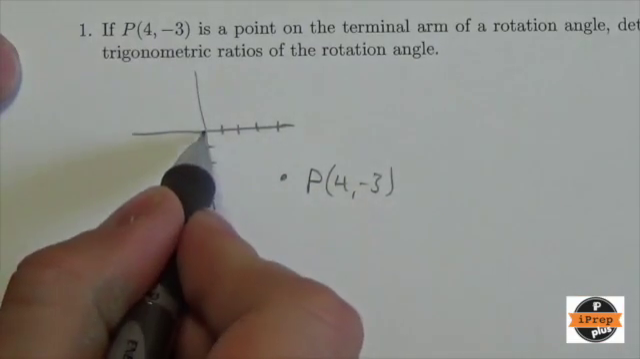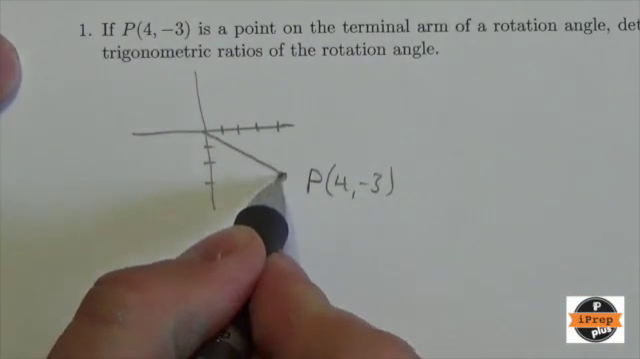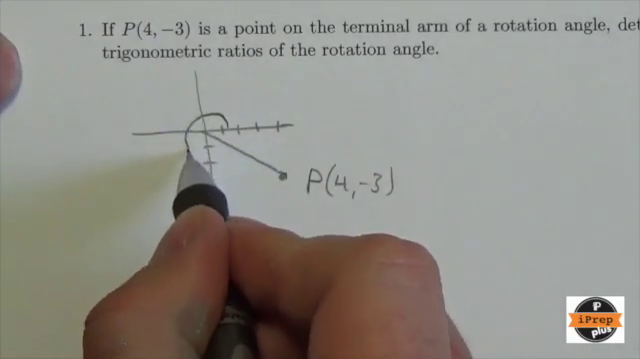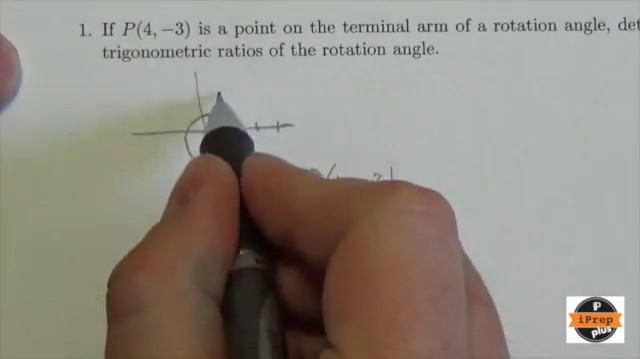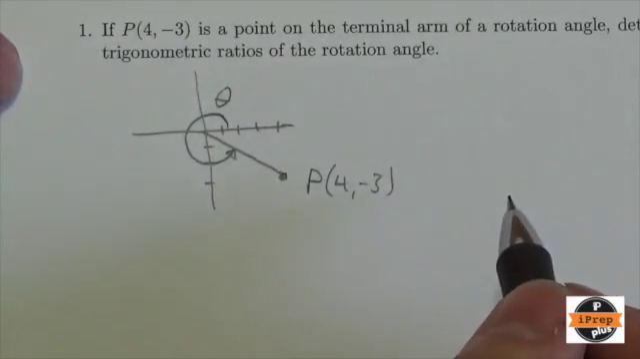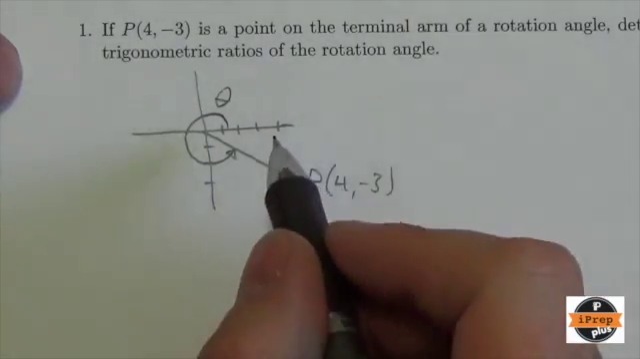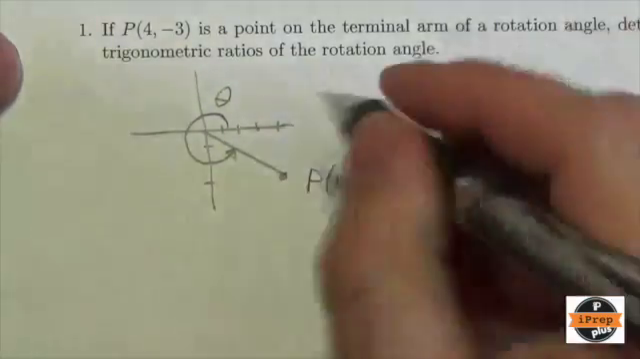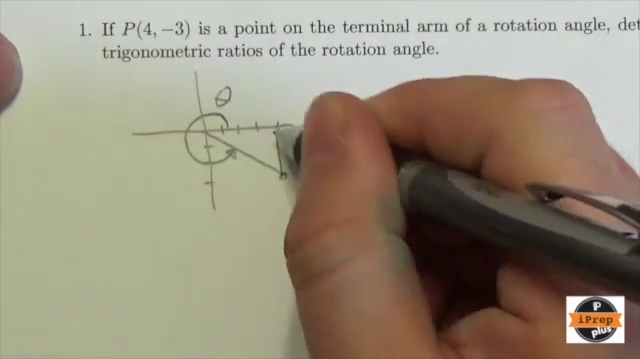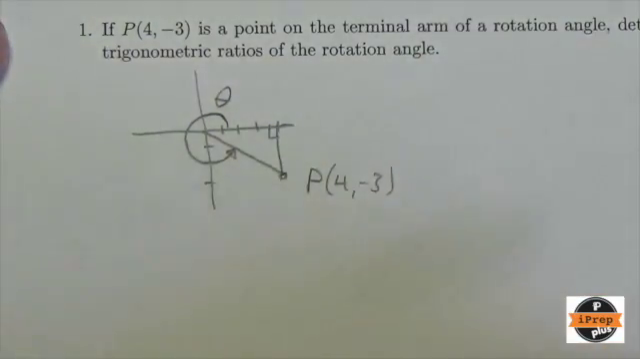So let's just connect that out, draw our terminal arm in there. And so the angle that we're looking at is this guy right here. Typically we're looking at angle theta in standard position. Okay, now let's draw our triangle here, because remember, trigonometry is always based off of a right angle triangle.